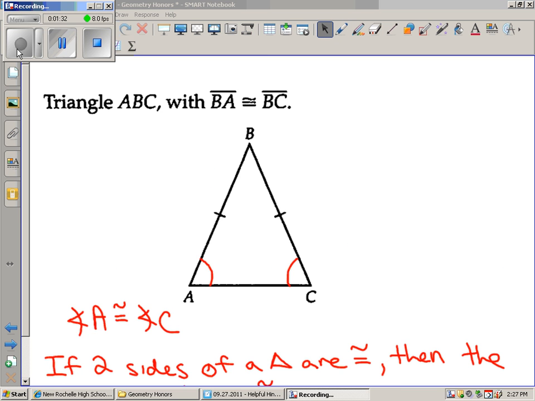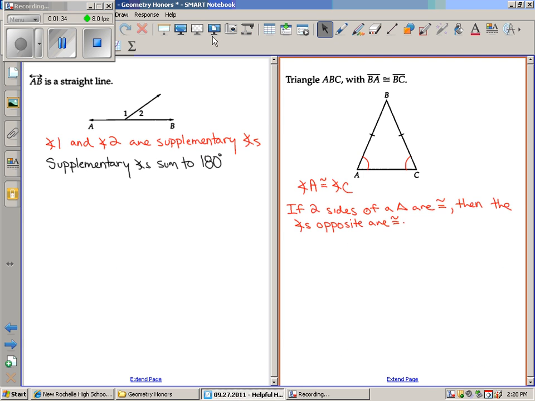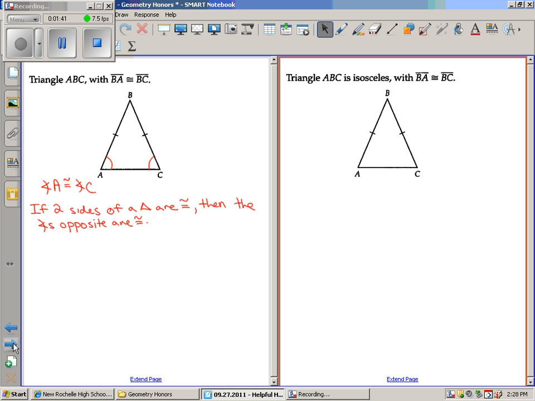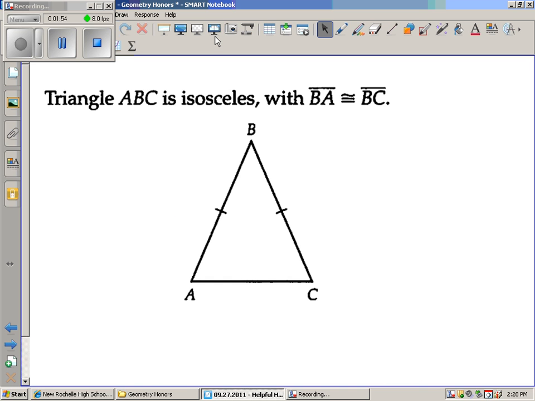Let's take a look at the difference between the two problems now on the board. In the problem over here, triangle ABC, all it told you is that two sides were the same. It didn't say anything about being isosceles. If you know two sides are the same, then you know two angles are also the same. But here, literally, they tell you it's isosceles. It is isosceles with BA congruent to BC.